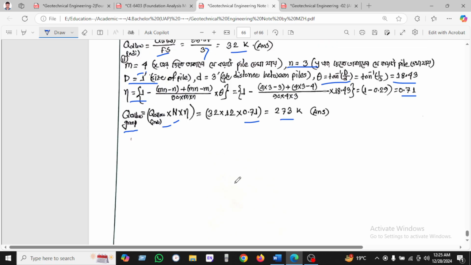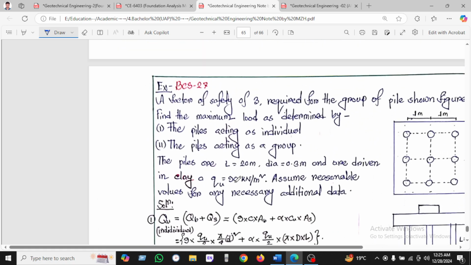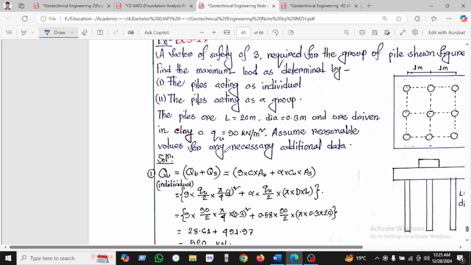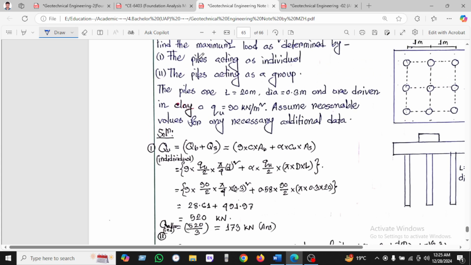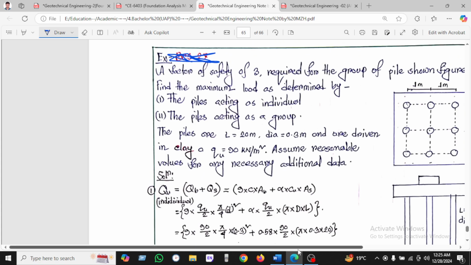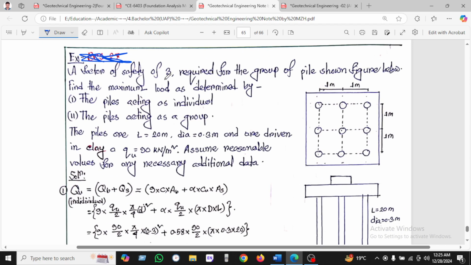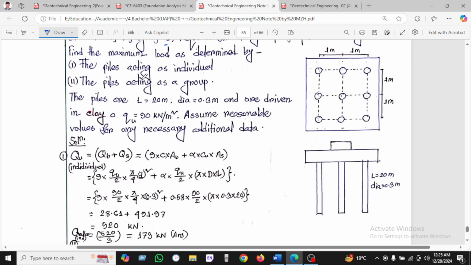Now we can see another example here. The factor of safety is 3 required for the group pile shown below. Find the maximum load determined for the piles acting individually and the piles acting as a group, and the pile length is 20 meters, diameter 0.3. The driven pile is in clay, with Q given here.